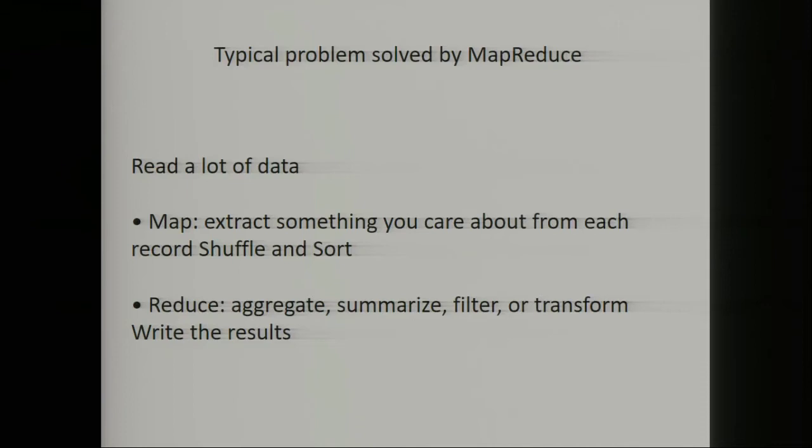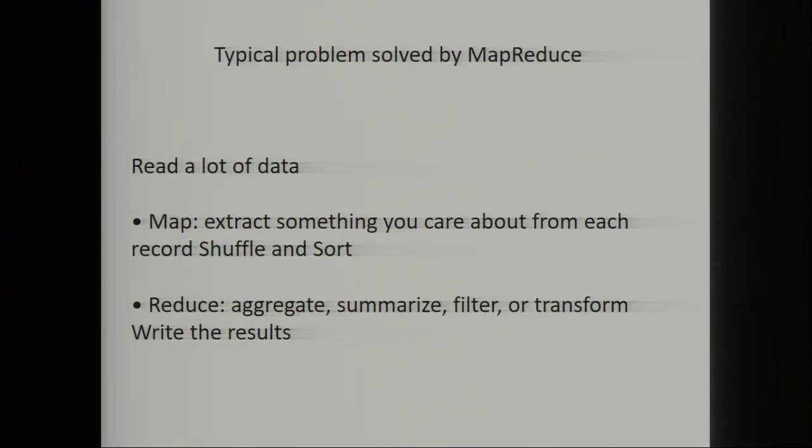Now, a typical problem solved by MapReduce, of course, is to read a lot of data. That is the first and major point which you need to understand. So map extracts something you care about from each record, then shuffle and sort. So what you are trying to do here is implement the first set of operations: extract something you care about. What we need to understand here is what are the major details we need to fetch, and how you are trying to sort and shuffle them. That is the first part, what map does.